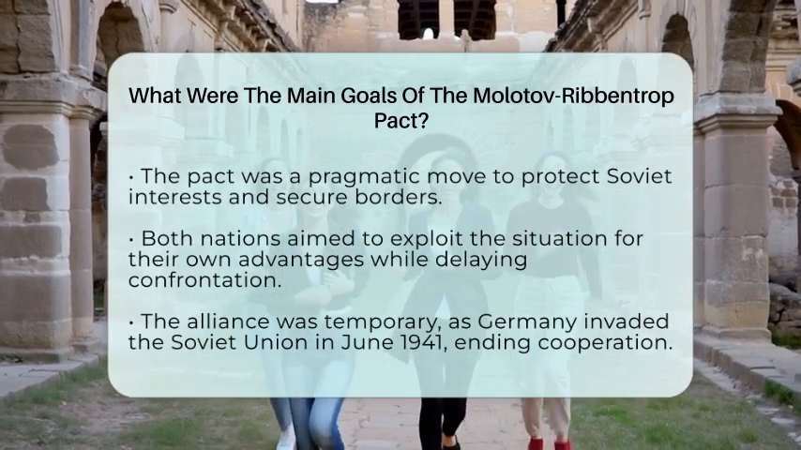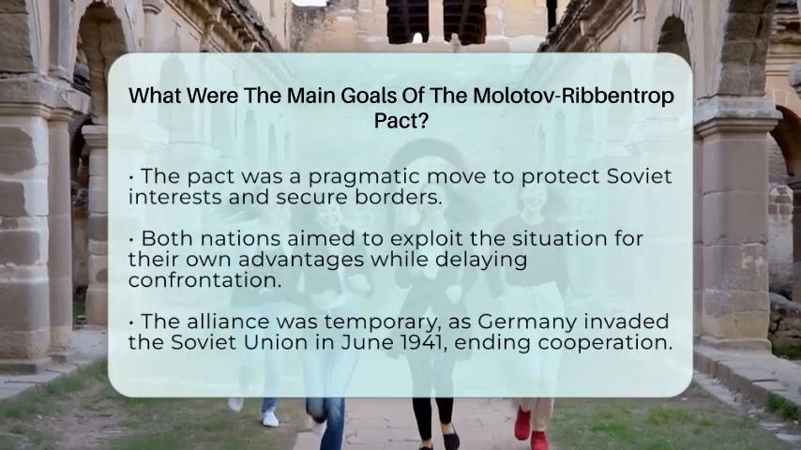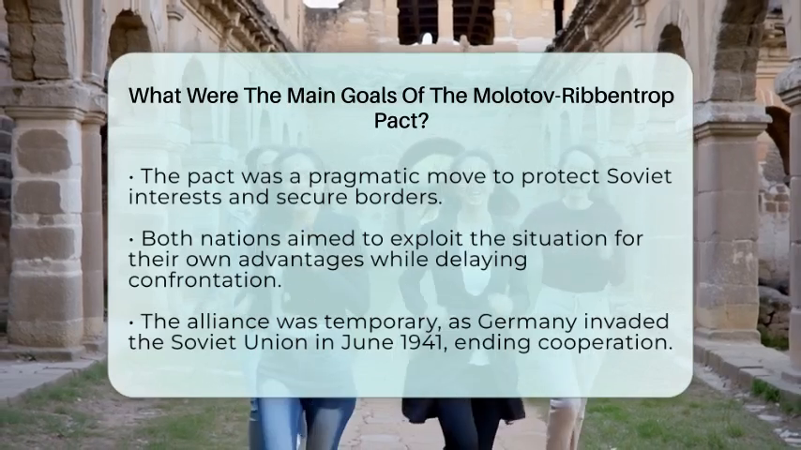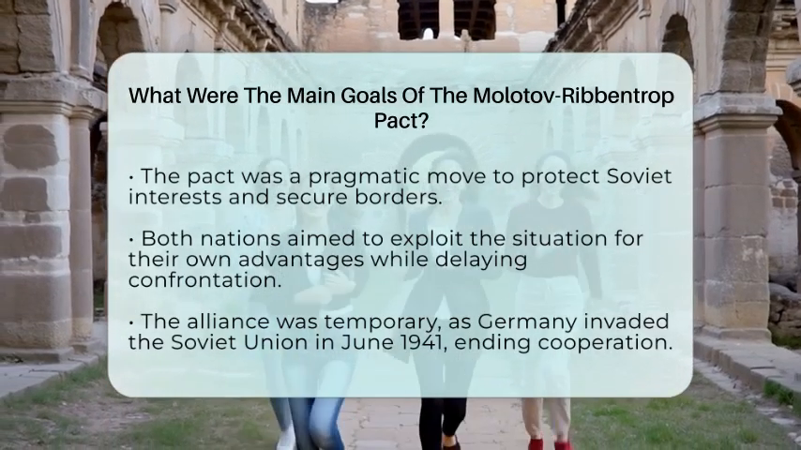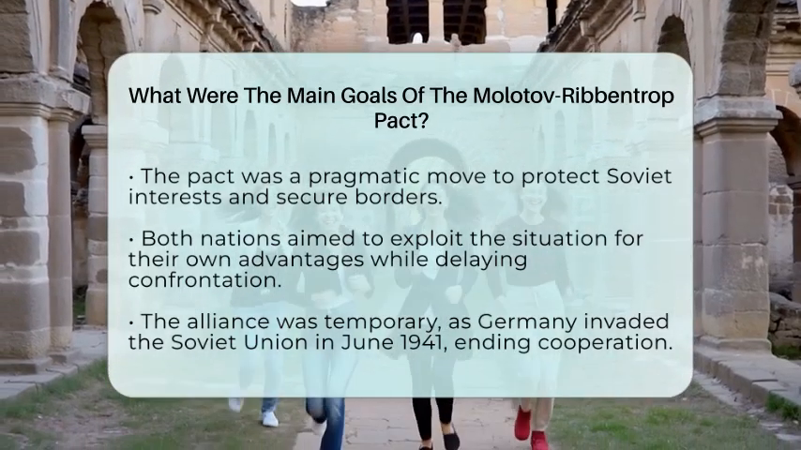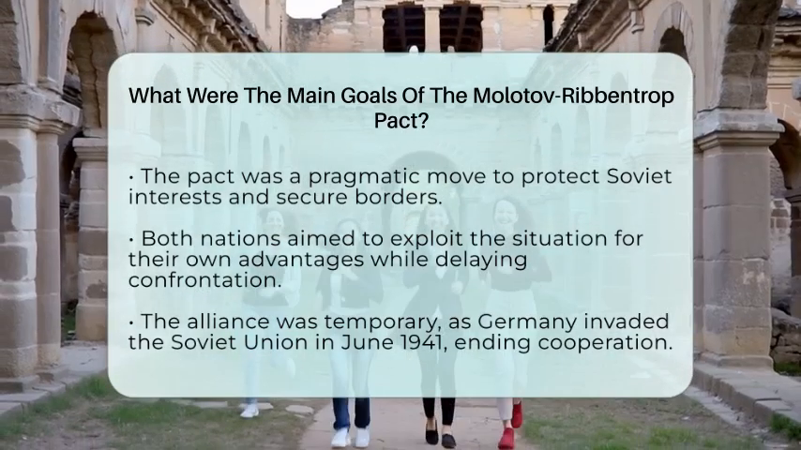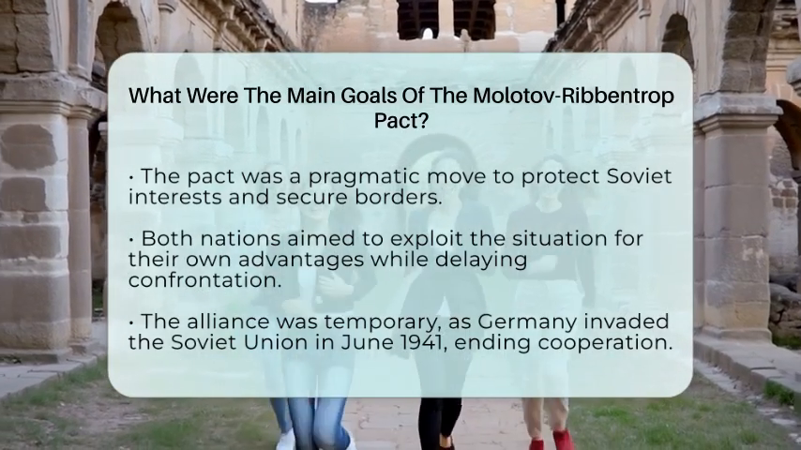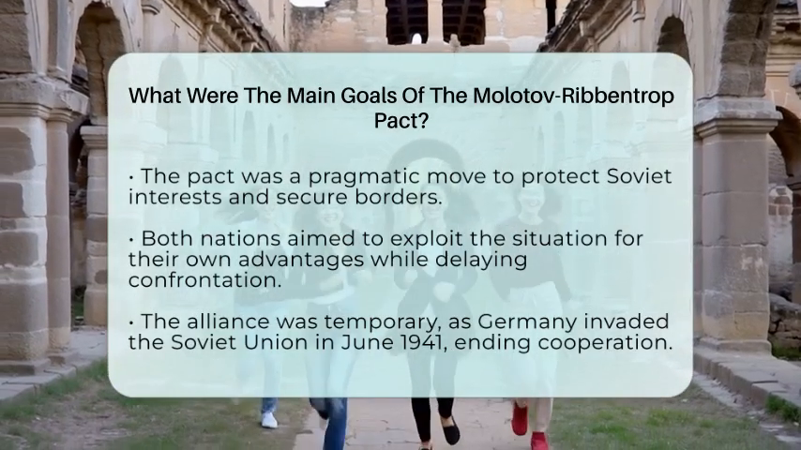In essence, the main goals of the Molotov-Ribbentrop Pact were to prevent immediate war between Germany and the Soviet Union, divide Eastern Europe into mutually agreed spheres of influence, and allow both powers to pursue their territorial ambitions without interference. For the Soviet Union, it was also a tactical move to buy time for military and political consolidation in the face of growing threats in Europe.